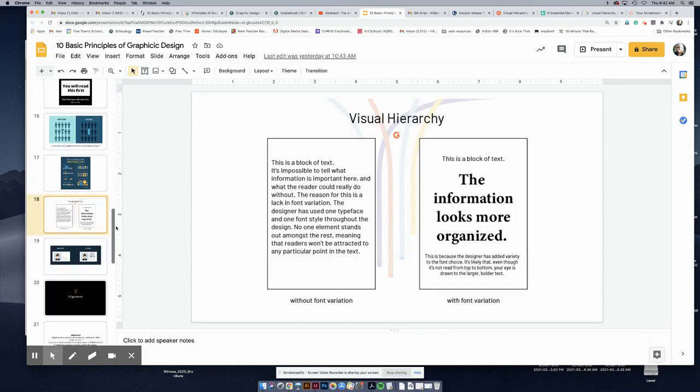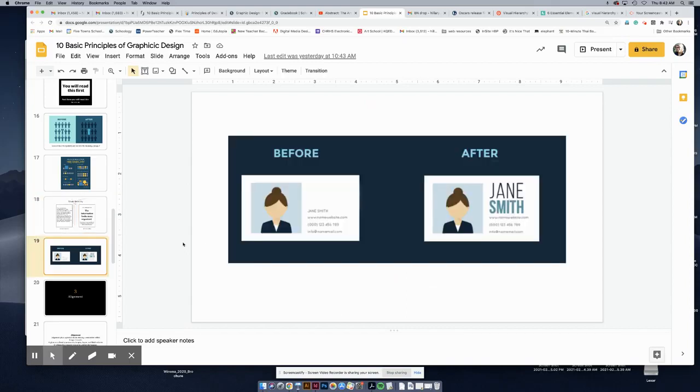So you can think about hierarchy as if you were walking into a building and you were following signs. If you didn't have good hierarchy, then you wouldn't know where to go next and you would be lost. So the point of hierarchy is to make it so that you're not lost as a viewer. And this person, Jane Smith, wants to hand out her business card. It might not stand out if we look at the one on the left, but the one on the right will stand out because when the person's looking for a card and they're looking for Jane Smith, they're going to see that right away. It's going to pop.